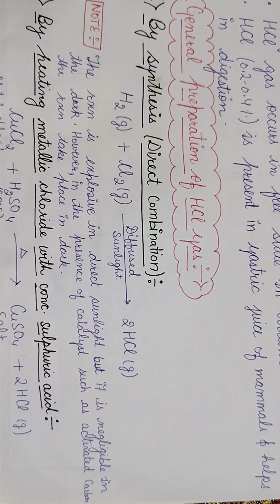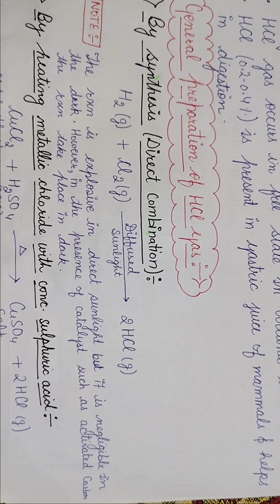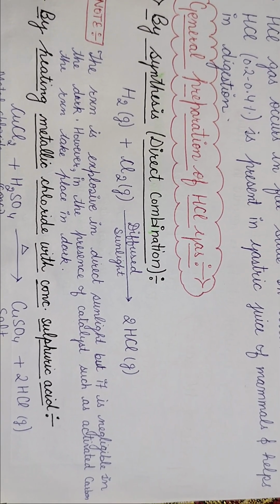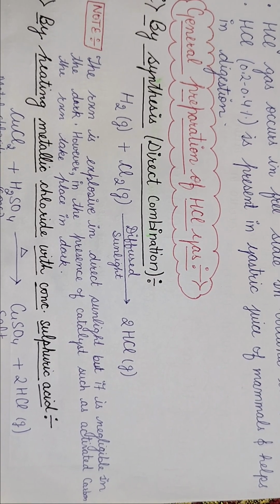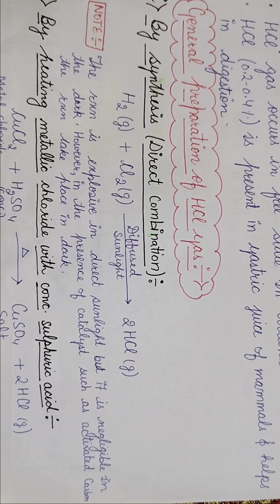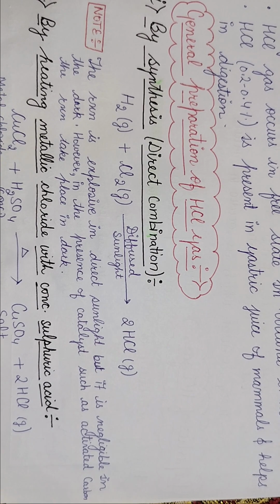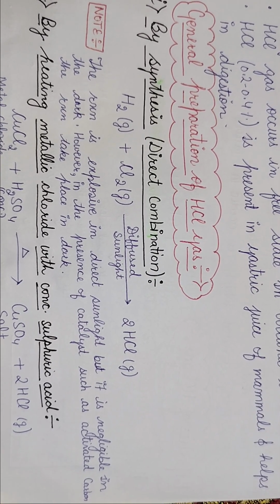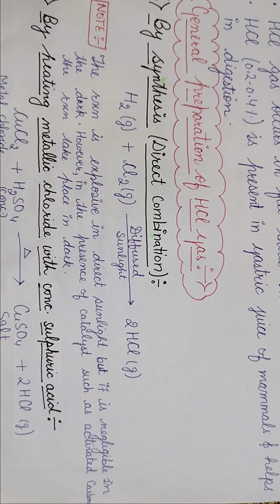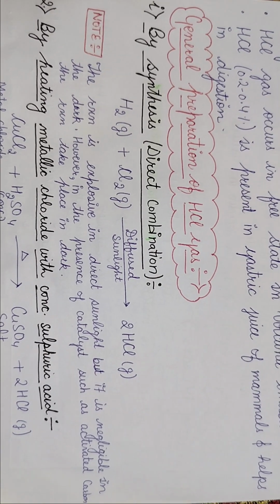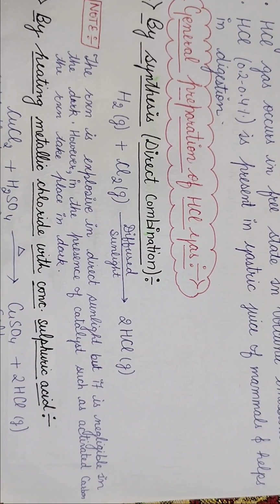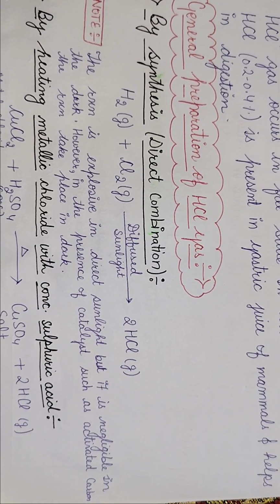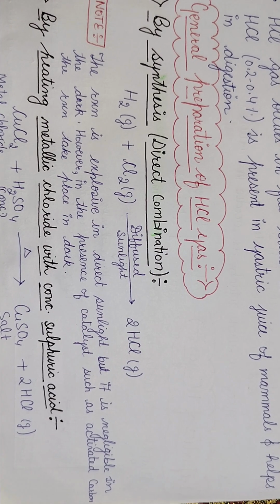But the important point is the reaction is so explosive when it takes place in direct sunlight, but it doesn't take place properly in the dark. But if some catalyst is present, such as activated carbon, the reaction takes place in the dark. We all know that a catalyst increases the rate of our reaction, and here the catalyst also plays an important role.